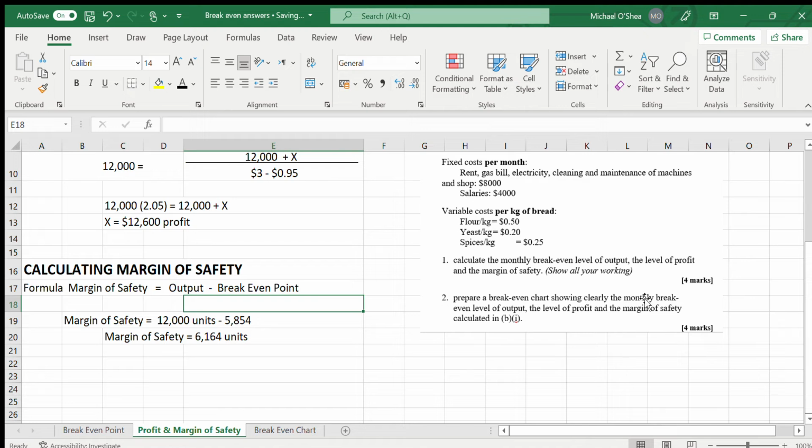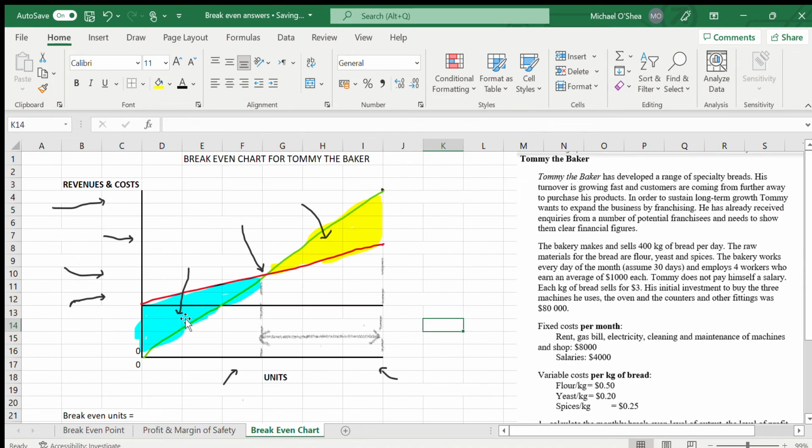Showing clearly the monthly break-even level of output, level of profit, margin of safety. We're always asked to show the same things anyway. This is a tedious process to draw up on the computer, so I've had to draw it up beforehand. It's very difficult for me to try to make this a short video if I'm going to be drawing these lines during the video, so I've kind of had to leave these here.